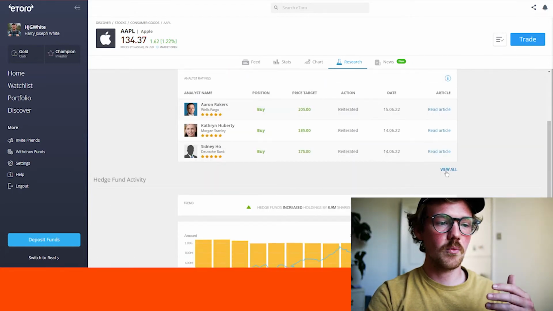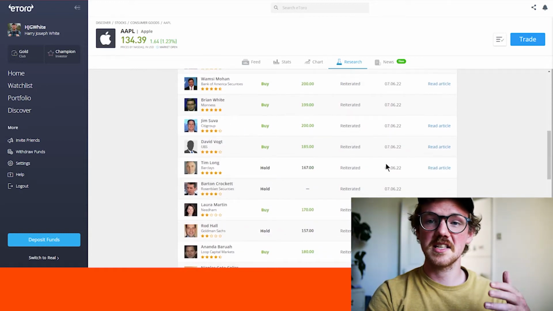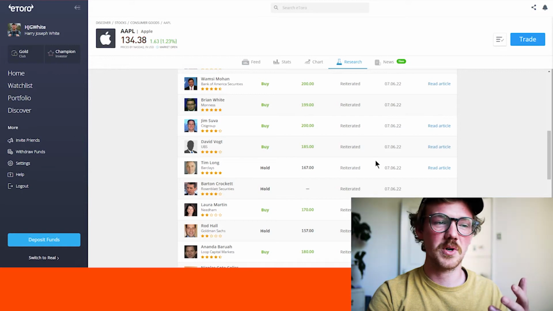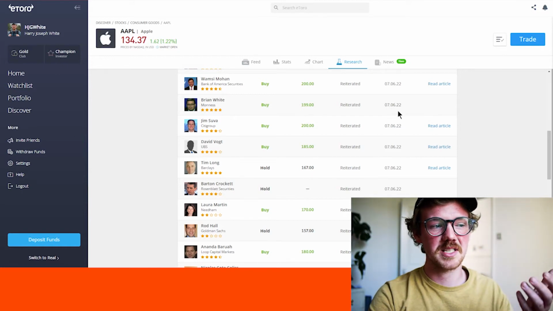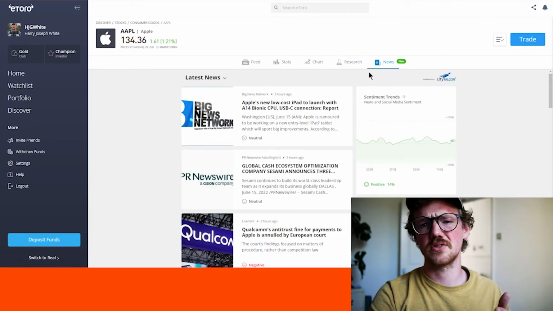If I see that one bank is shorting it or multiple banks are, I try and understand their reasoning, because if I disagree with the banks on their theory as to why it's shorted, that means that it's a really great position for me to hold. But I don't really use this tab very much. News, I like this tab, but I'll always use Google News.